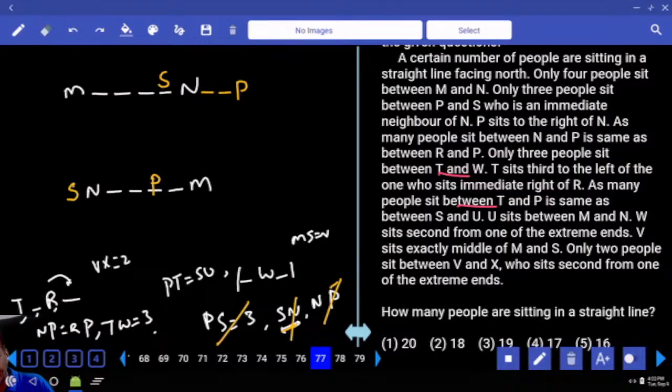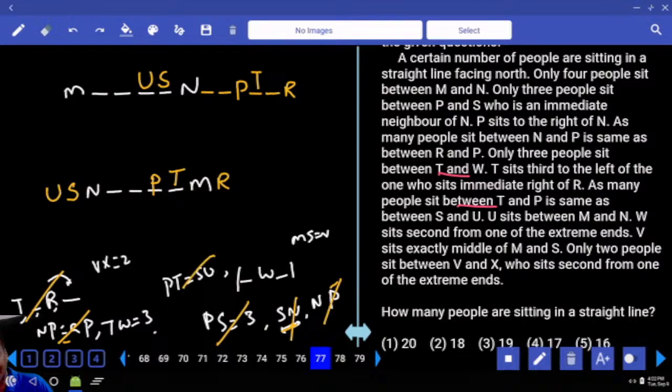The next one, N and P, R and P. N and P, how many people? 2 people. R and P, there are exactly 2 people. R is here. N and P, R and P, we have done with this. Then R's immediate. Now T and R. R's second left is T. We have done with this information. Done. Next one, P and T, S and U. P and T are adjacent to each other. S and U are adjacent to each other. We have done with this.